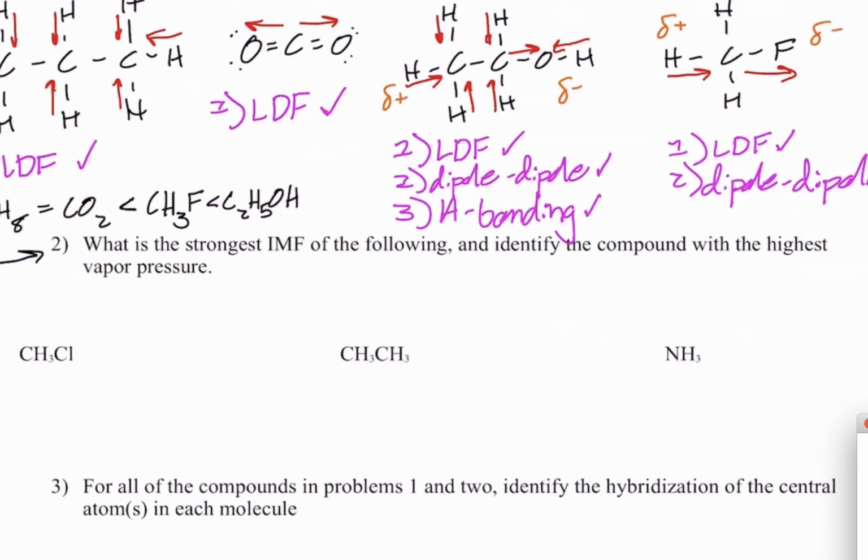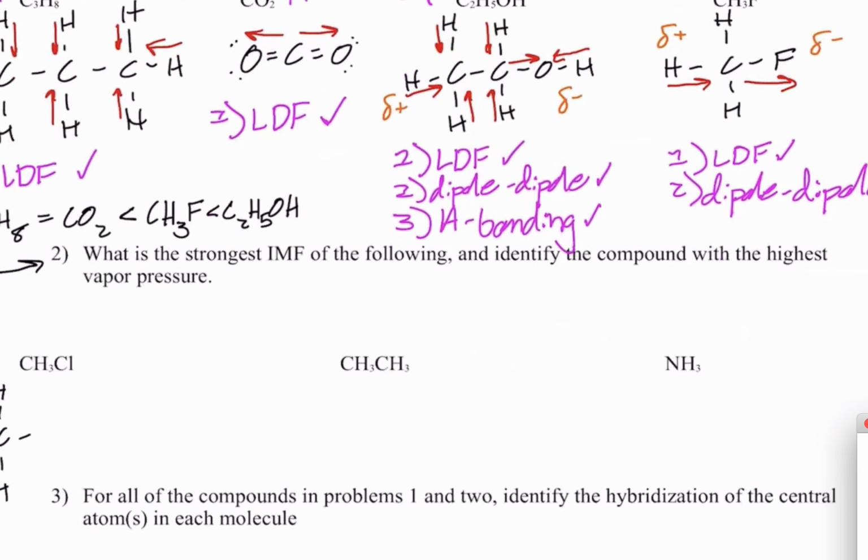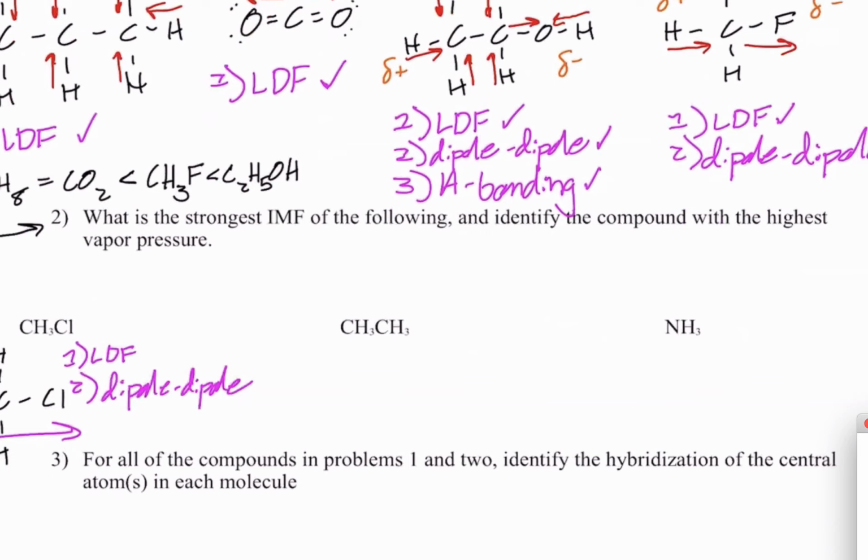So number 2 says, what is the strongest IMF of the following compounds? And identify the compound with the highest vapor pressure, okay? So let's do CH3Cl. So this looks very similar to CH3F, except we just changed that F to a Cl. However, it has the same type of intermolecular forces. So first it has London dispersion forces, and it's also going to have dipole-dipole. Okay, and that dipole moment's going to look something like that.